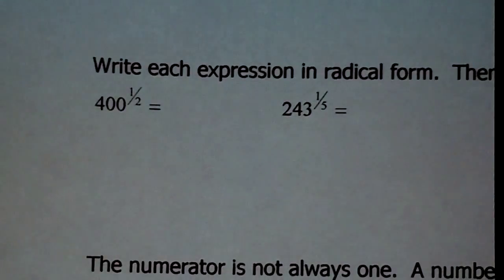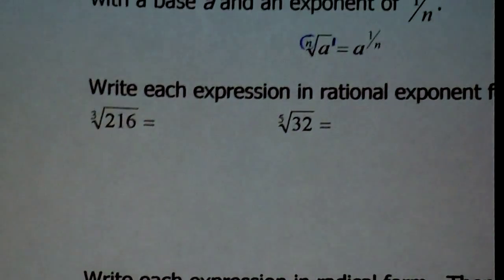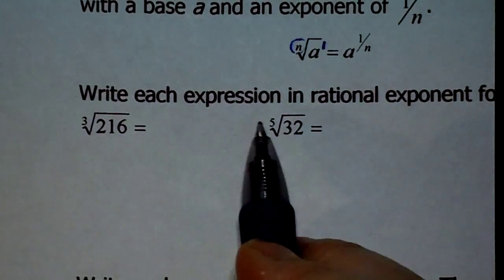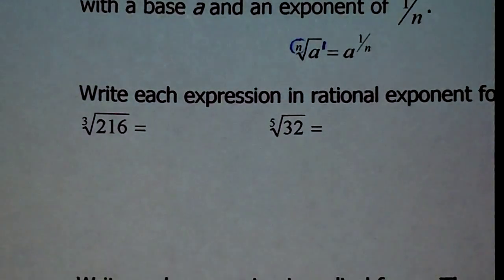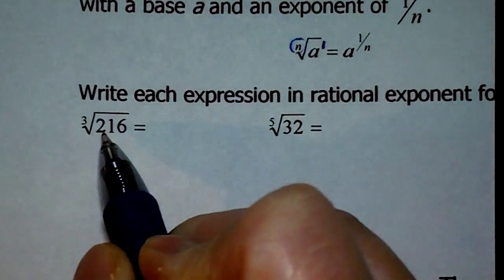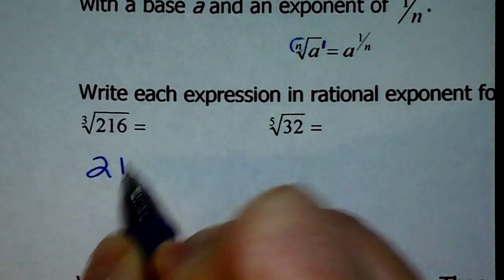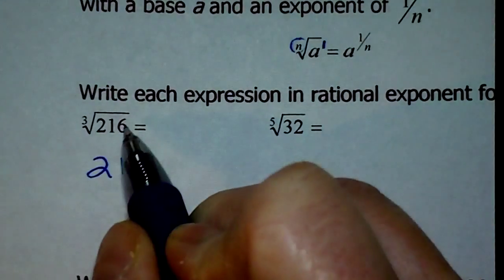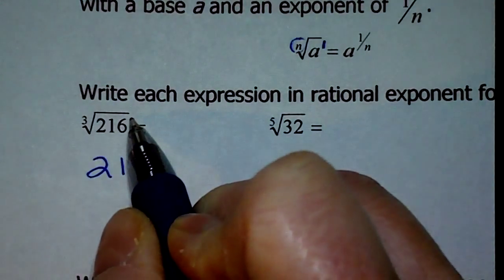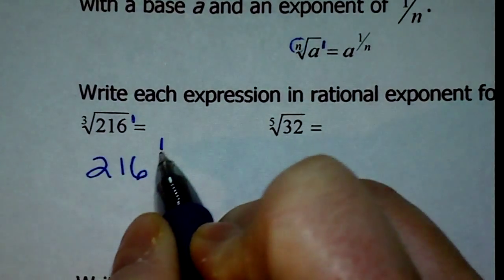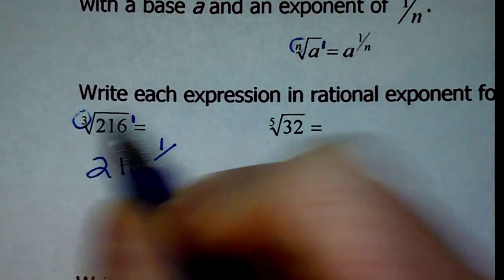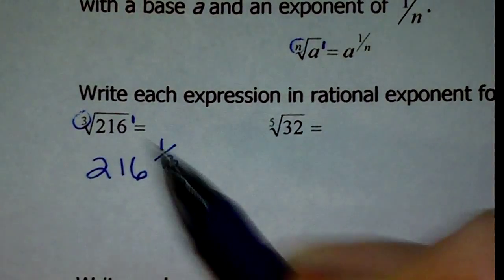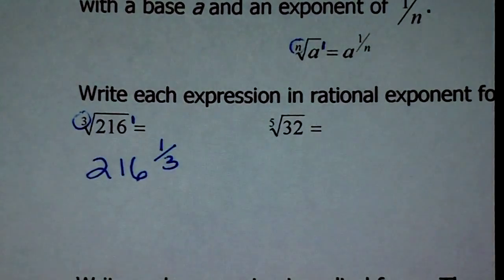So let's try a few of these. Let me get to the right ones, that would help. The directions ask you to write each expression in rational exponent form. So that means instead of being written as the cubed root of 216, I want you to write this as a base raised to a rational exponent. So again, the 216, the number underneath the radical sign, would be my base. And to get the exponent, I know there's not an exponent here, but there's really a 1. That's my numerator. And the root that you're taking is the third. So these two expressions are equal to one another.